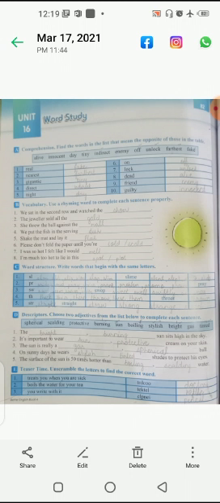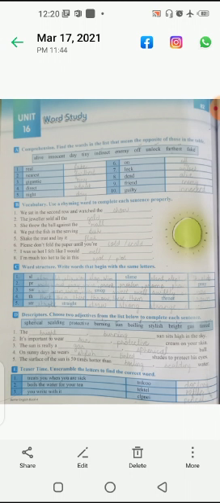Direct. Indirect. Night, day. On, off. O double F, off. Lock, unlock. Dead, alive. Friend, enemy. We know the meanings of all these words. Guilty, innocent. Clear? Guilty means to feel guilt for something which we have done wrong. So the feeling which we have in our mind or in our heart, it is called guilty. When we feel guilt for doing something bad, and its opposite is innocent.